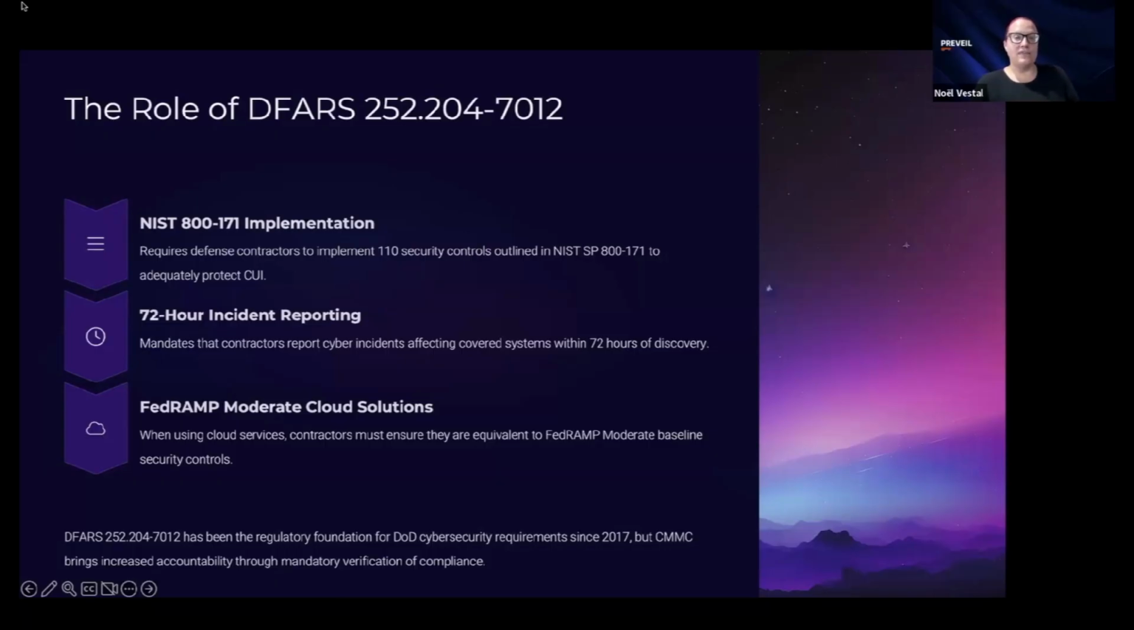The third requirement that DFARS 7012 has is the FedRAMP Moderate cloud solutions requirement. What does that mean? If you're using a cloud service provider, or CSP, for example, PreVeil is a CSP. We're a cloud service provider because we ourselves do not have the servers. Everything is actually on AWS GovCloud. They are the ones who manage that, and then our customers access it from there. You are not hosting that server on your own internal premises, right? You're not dealing with that server.